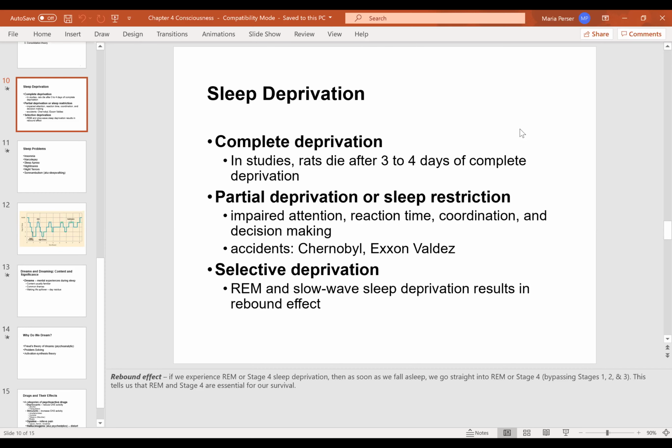I just have a quick question on this sleep deprivation slide. What do you mean by accidents? Oh, those were, I don't know if you were familiar with the Chernobyl or the Exxon Valdez. Those were from way back. Chernobyl was when the nuclear reactor in Russia basically spilled over. And so they call it an accident, but it was due to sleep deprivation.